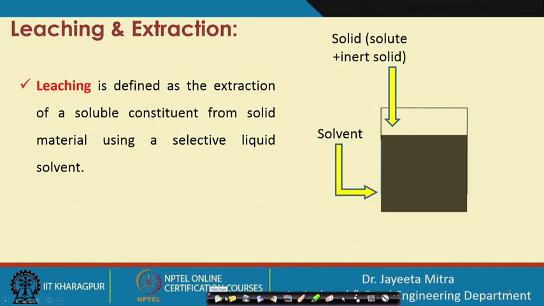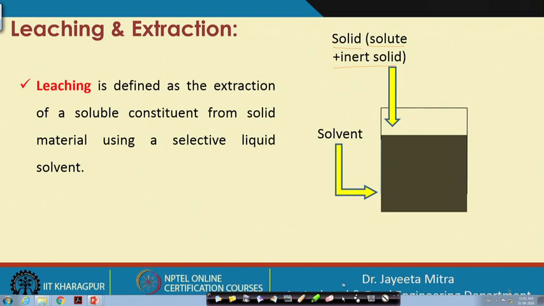In case of leaching, it is defined as the extraction of soluble constituent from solid material using a selective liquid solvent. So, what happens is that we have an extraction chamber where we put the solid which has the solute and also the inert solid. The solute which we want to separate has to be dissolved in the particular solvent, okay, and there will be the inert solid where the solute is now mixed and that we want to separate.